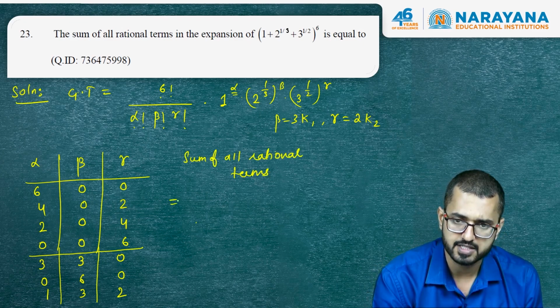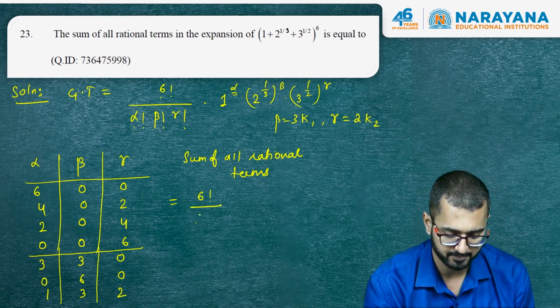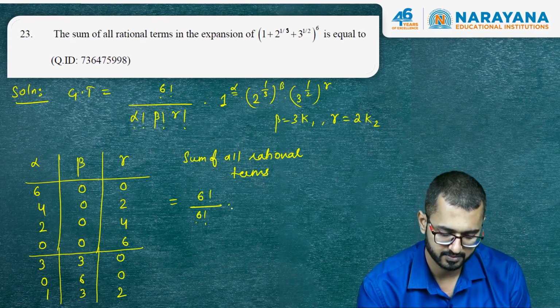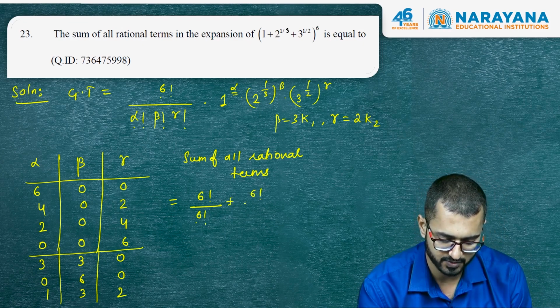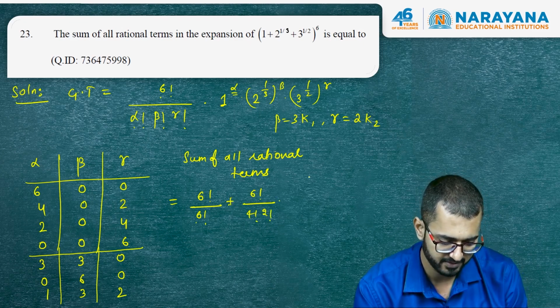So the sum of all rational terms will now be equal to what? Just plug in the values. So 6 factorial by 6 factorial, now when we write down alpha power 6, so gone, plus again next is going to be 6 factorial, 4 factorial, 2 factorial.